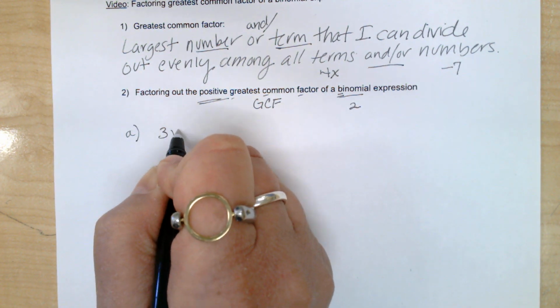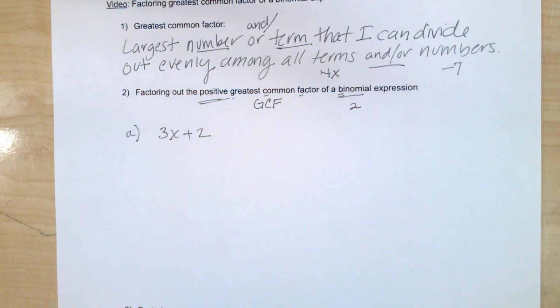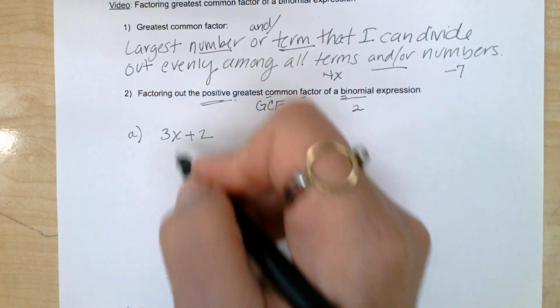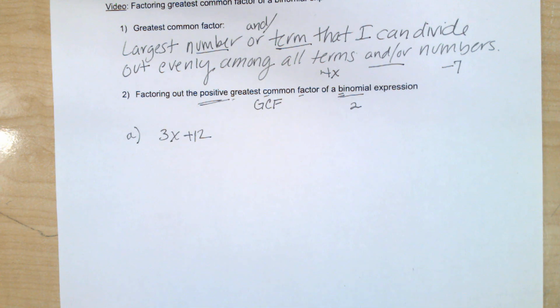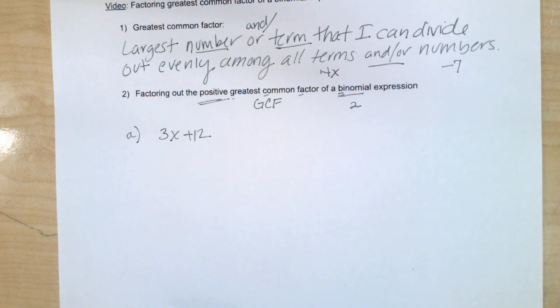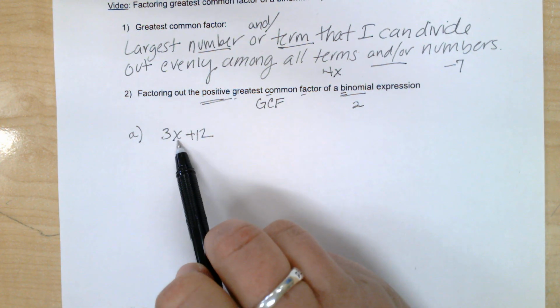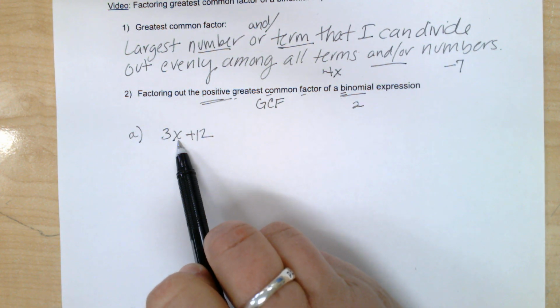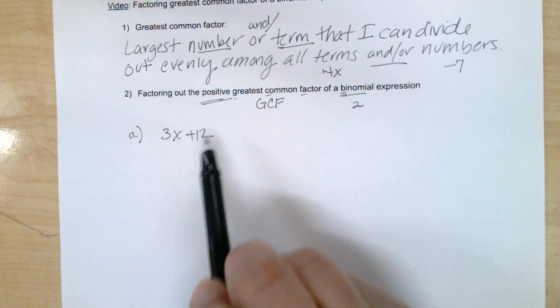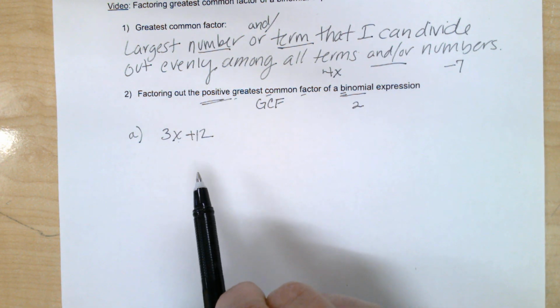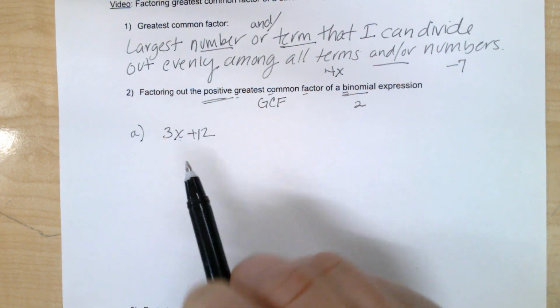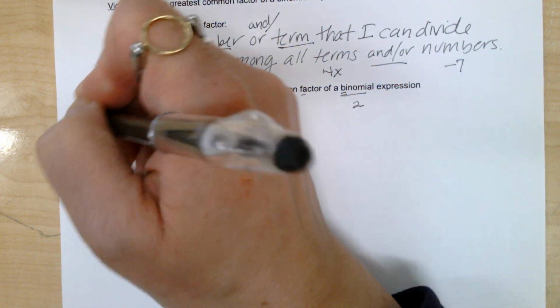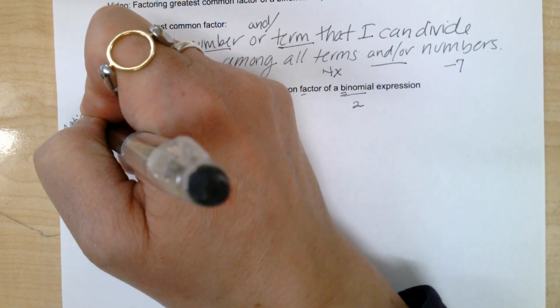The first example is going to be 3x plus 12. It's an expression, no equal sign. We are going to need to find the greatest number and/or term that we can divide out evenly. I first would like you to notice that we have a variable here, x, but we have no variable here. So I'm not going to be able to divide out a term because this one has no x. So notice the variables and who has them.